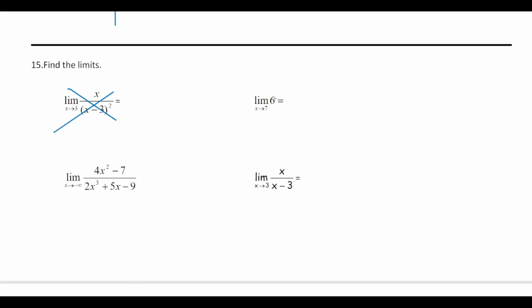This other one we can probably answer even though we didn't see an example like this. This function y equals 6 is just a horizontal line. So the value of y is just always going to be 6, no matter what you're getting closer to.